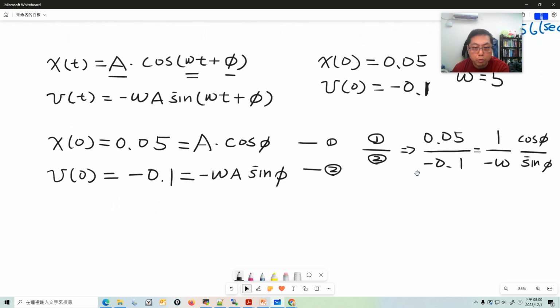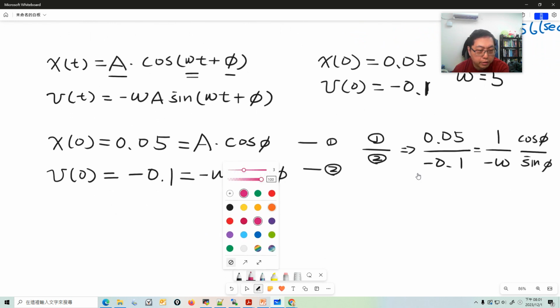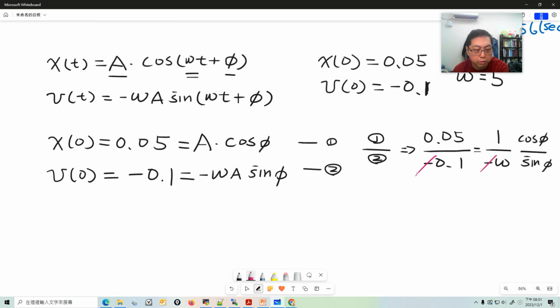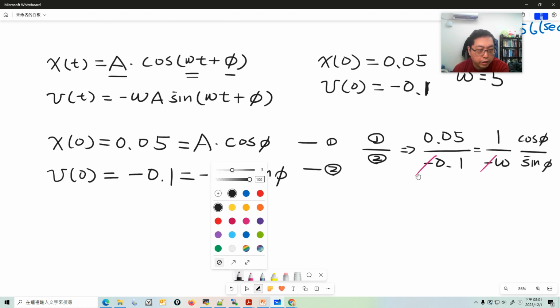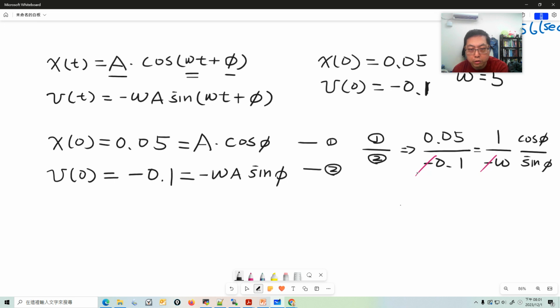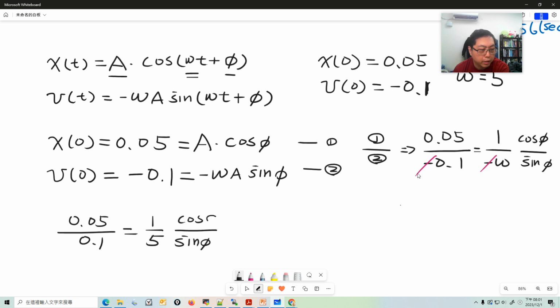Omega is equal to 5, and both sides have a negative sign, so they cancel out. Furthermore, it is 5 here. So 0.05 divided by 0.1 equals 1 over 5 and sine phi over cosine phi. So what will we have? Multiplying both sides by 5, it's 0.25. So you will have 2.5 equal to sine phi over cosine phi.